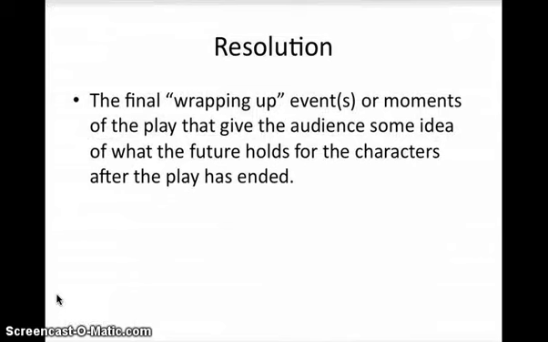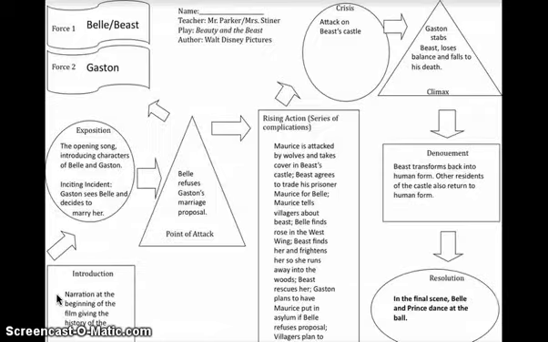The resolution is the final wrapping up of events or moments of the play, and it gives the audience some idea of what the future might hold for the characters after the play has ended. In the case of Beauty and the Beast, the resolution is the final scene where Belle and the prince dance at the ball. So, this is basically what your graphic organizer should look like.